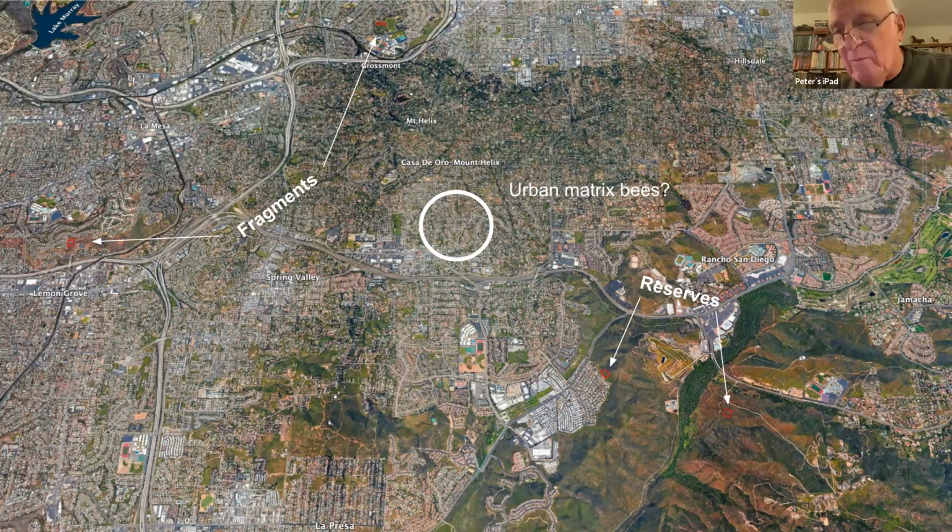I wanted to add from western Riverside County, which is where I guess most of us probably live. Many of the water districts have native garden demonstration.